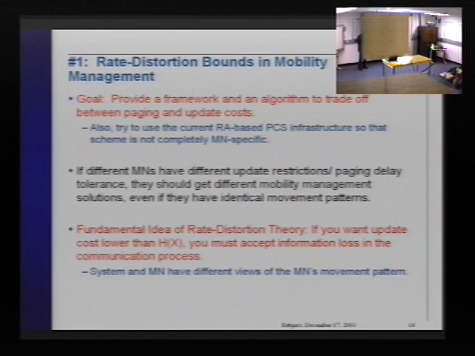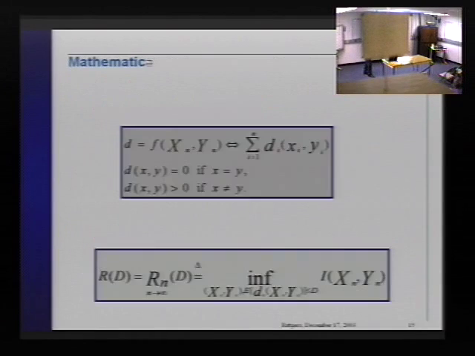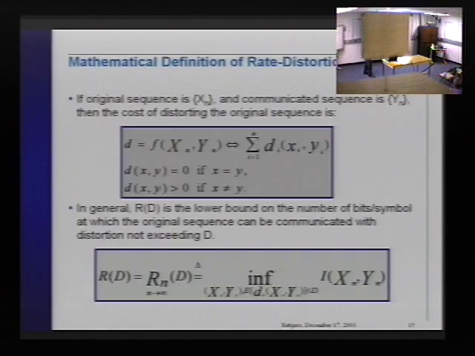So what is going to happen as the outcome of this is the system and the MN will have different views on the movement pattern. The mobile node knows the real movement pattern. It knows exactly which cell it visited. But what it's sending is not the exact pattern. It's going to be some approximation of this pattern. Okay, so this is the definition of rate distortion.